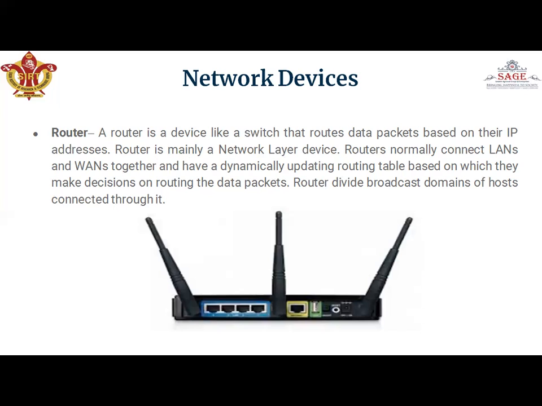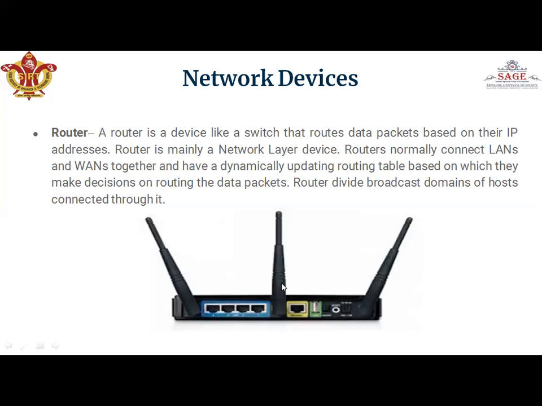Means there are multiple routers. If we want to transfer our data for a long distance transmission, we use a router, because a router is a very intelligent device. Each router maintains its own routing table, and on the basis of all the entries in the routing table, it decides the feasible or optimum path to transfer that data packet to its destination. So it has a dynamically updated routing table based on which it can make decisions for routing the data packet. A router divides the broadcast domain of hosts connected through it.